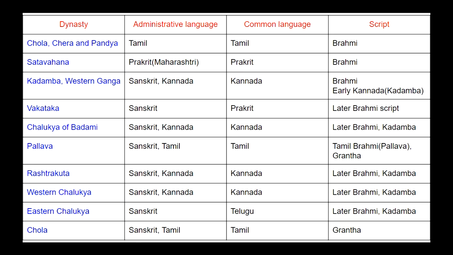In Eastern Chalukya, the administrative language was Sanskrit, and the common language was Telugu. They ruled the Telugu region, so the common language was Telugu. They also used the script later Brahmi and Kadamba script. Then Chola dynasty, the medieval Chola Empire or Imperial Chola. At that time, the administrative language was Sanskrit or Tamil. The common language was Tamil. The script used was Grantha script.